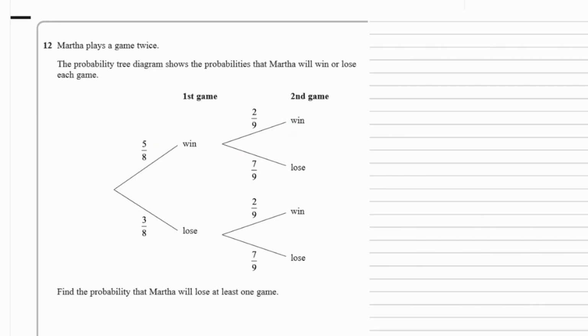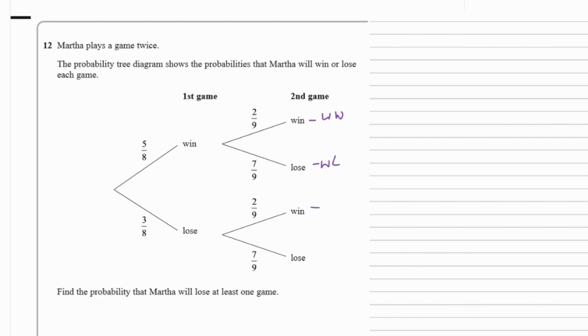Number 12. Martha plays a game twice. The probability tree diagram shows the probabilities that Martha will win or lose each game. Find the probability that Martha will lose at least one game. So first, we need to look at what each branch of this probability tree is representing. If we follow the first branch, that is telling us that she will win both games.